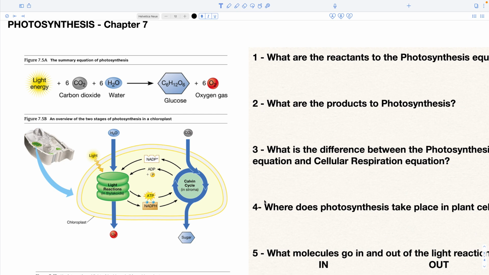The chemical equation for photosynthesis is at the top of the page. Everything to the left of the arrow are reactants. Everything to the right of the arrow are products.